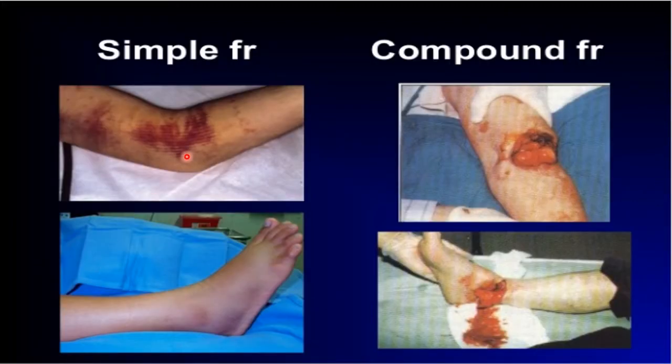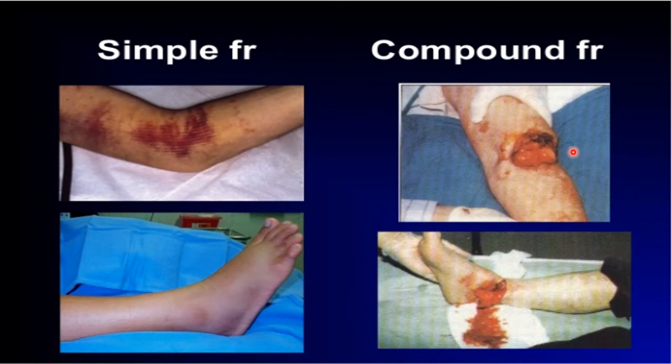Here you see on the left an example of a simple fracture. The bone inside has broken. However, there is bruising and contusion of the soft tissues. However, the overlying skin is intact. Another example is a fracture of the ankle, but the overlying skin is intact.